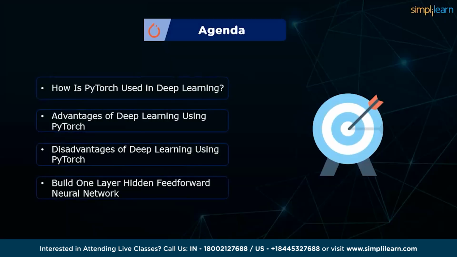First, let us understand how PyTorch is used in deep learning. Next, let's look at the advantages and disadvantages of deep learning using PyTorch. And finally, let's build a one-hidden-layer feedforward neural network.